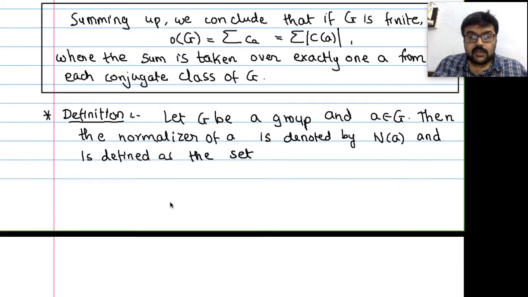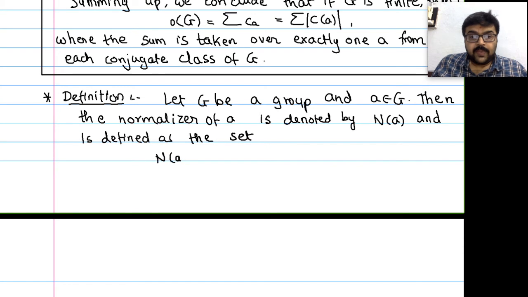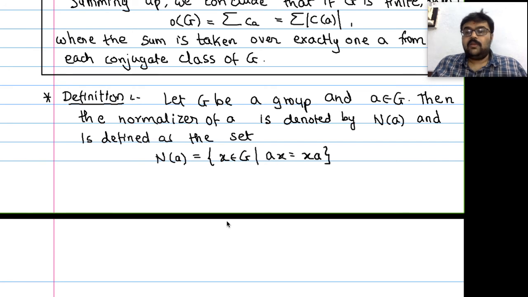or it is the set. You can say that NA equals the set of all x in G such that AX equals XA. That means the set of all those elements of the group which commute with A. A is fixed, that is why we are writing A here. A is fixed, so X is changing. Set of all those elements which commute with A.